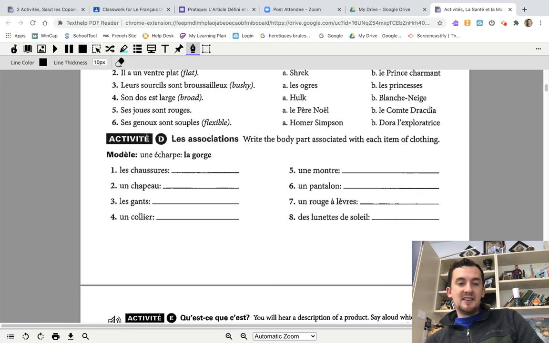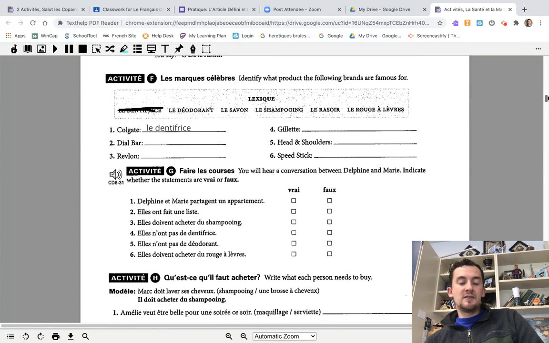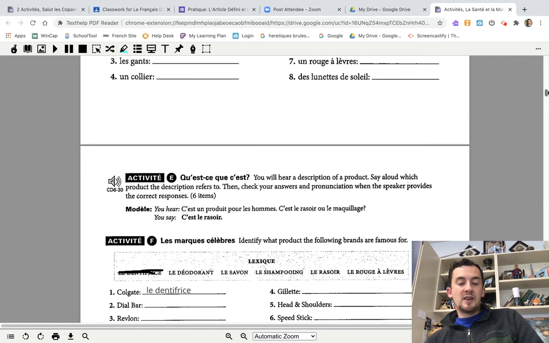Activité D, les associations, right? The body part associated with each item of clothing. They give une écharpe, which is la gorge, obviously. So you've got les chaussures, and you might end up writing le pied, but if we're talking about multiple chaussures, why not talk about multiple pieds? Les pieds, d'accord? So for all of the rest of them, I'm going to pause a little bit after the description so that if you want to do it right then and there, you can.